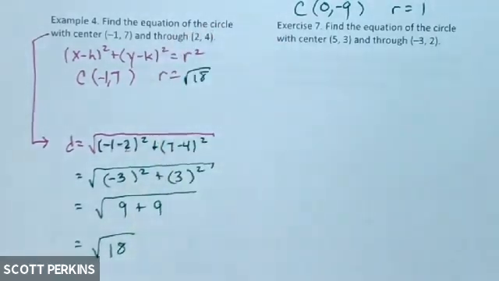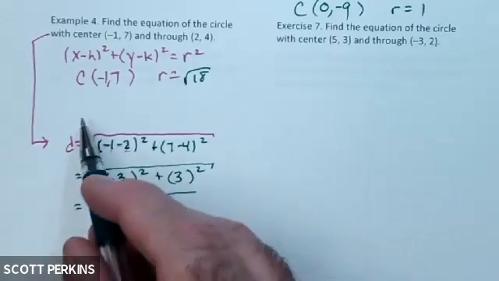I know that's unsimplified. If all I was asking you for was the radius, yes, you would definitely simplify that. But since I'm going to use that immediately, I'm not going to simplify that. All right, so here's the end of the problem then.